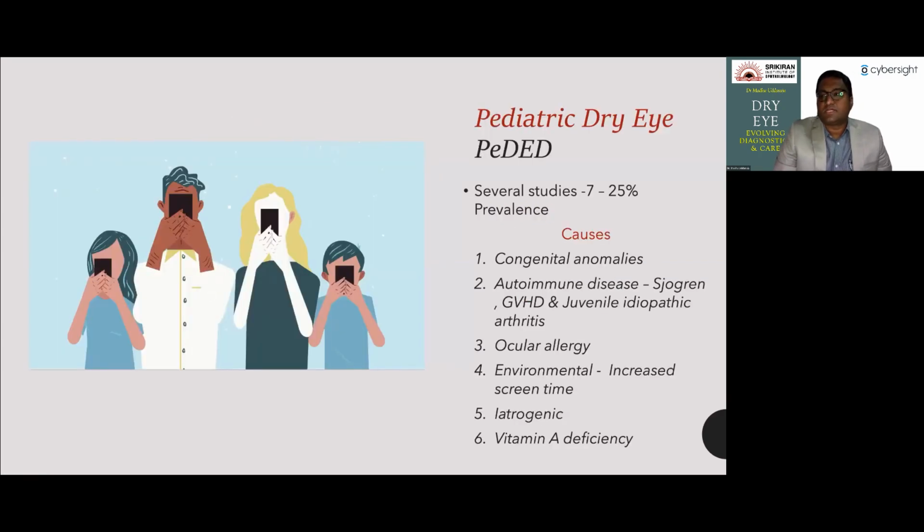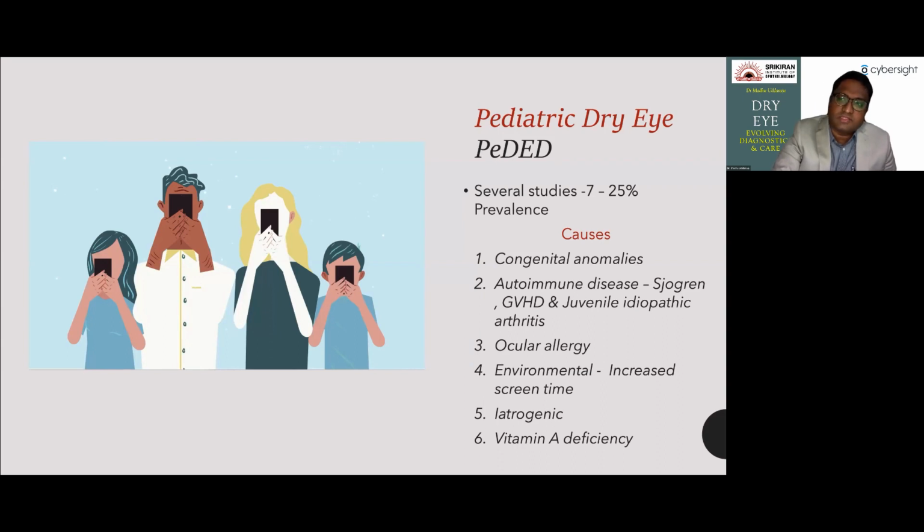Finally, this is one more question most of the participants have asked me to tell about: pediatric dry eye disease, that we tend to underestimate in today's world. It has become very prominent after this COVID situation, because most of our children are attending classes on online platforms. Several studies even before this pandemic showed that dry eye disease was there in 7 to 25% of the cases. The causes are similar to adults, like congenital anomalies, autoimmune diseases, allergy, increased screen time in today's scenario, iatrogenic causes, and vitamin A deficiency.